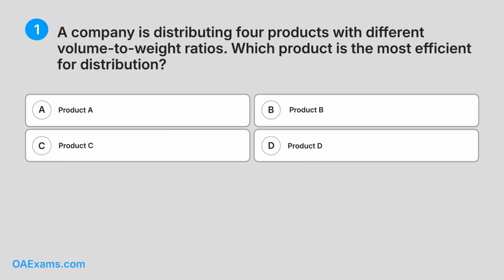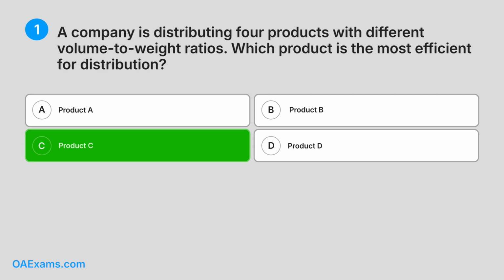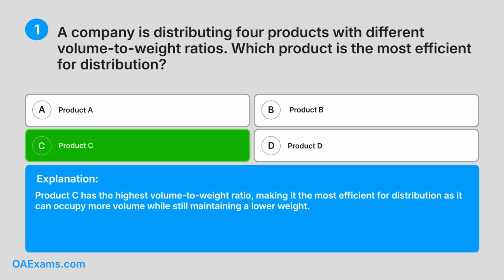1. A company is distributing 4 products with different volume to weight ratios. Which product is the most efficient for distribution? A. Product A, B. Product B, C. Product C, D. Product D. Can you guess the answer? Correct answer, C, Product C. Explanation. Product C has the highest volume to weight ratio, making it the most efficient for distribution as it can occupy more volume while still maintaining a lower weight.